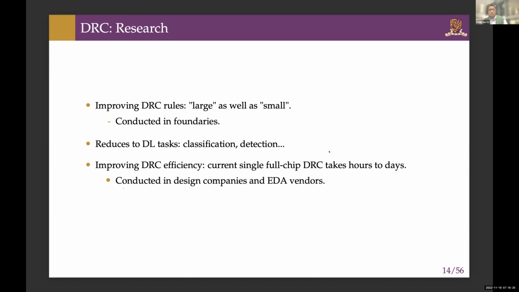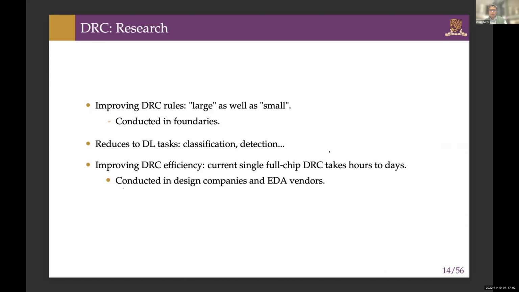So another thing is that we can think about whether we can improve the design rule. Instead of using a larger design rule, maybe we can design a smarter, smaller design rule. But this kind of work should be done by the foundry. Okay, and there's something academia can do, which is to improve the design rule checking efficiency, because the current single full-chip DRC takes hours to days to finish.